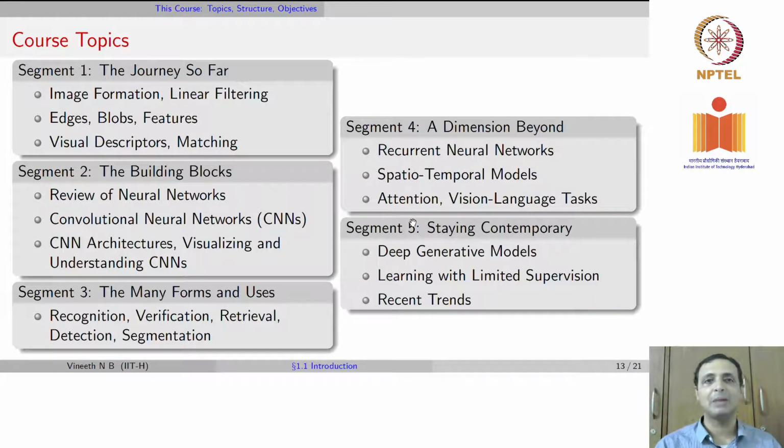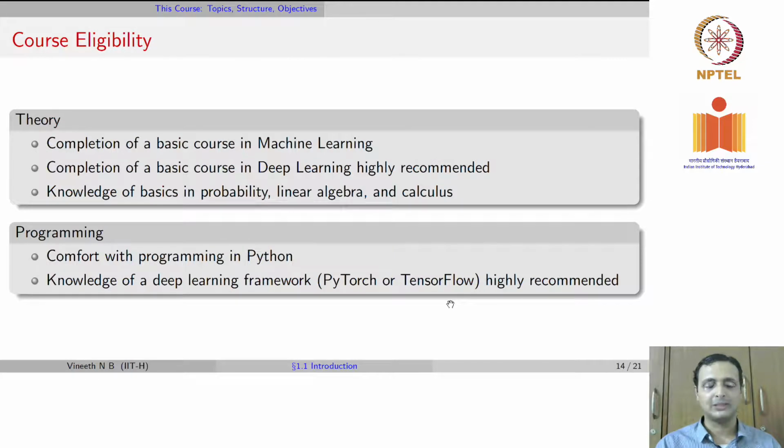And finally, in the last segment, we'll focus on staying contemporary, where we'll talk about deep generative models such as GANs and variational autoencoders. We'll talk about learning with limited supervision, such as few-shot learning, one-shot learning, zero-shot learning, continual learning, multitask learning, so on and so forth. And we'll also wrap up the course with some recent trends in the field. So there will be some programming assignments on these areas. There will be weekly quizzes, and we'll obviously have an exam at the end for those of you who are trying to credit this course in your own college.